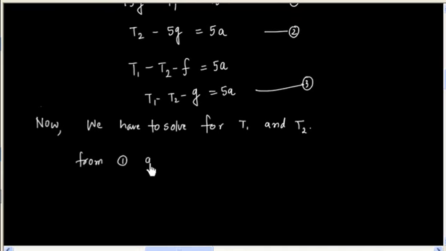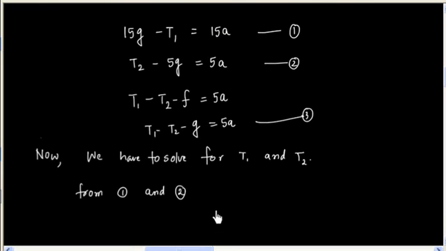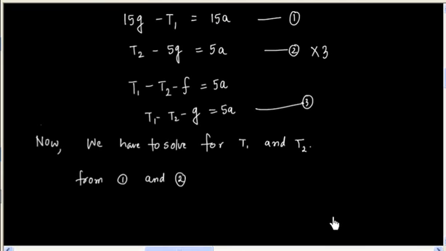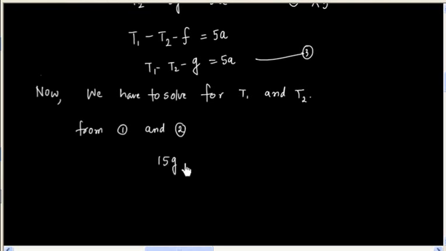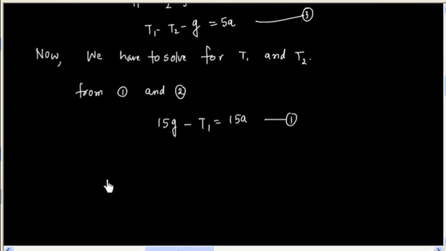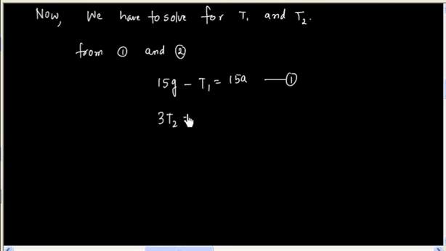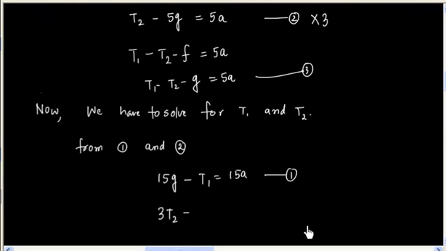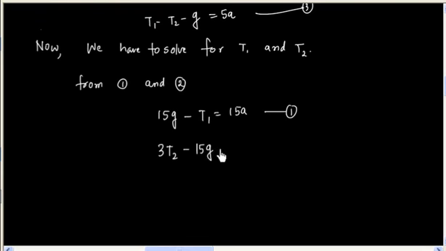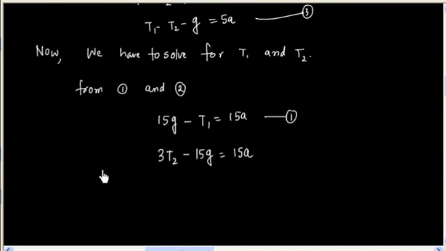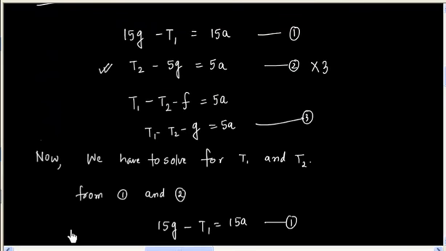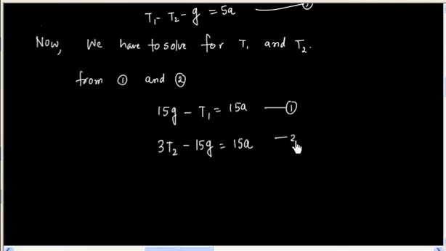So from equation 1 and 2, let us multiply equation 2 by 3. So equation 1 is 15g minus T1 is equal to 15a. And equation 2 becomes 3 times T2 minus 15g is equal to 15a. So this is equation 2. Now let us subtract these two equations.